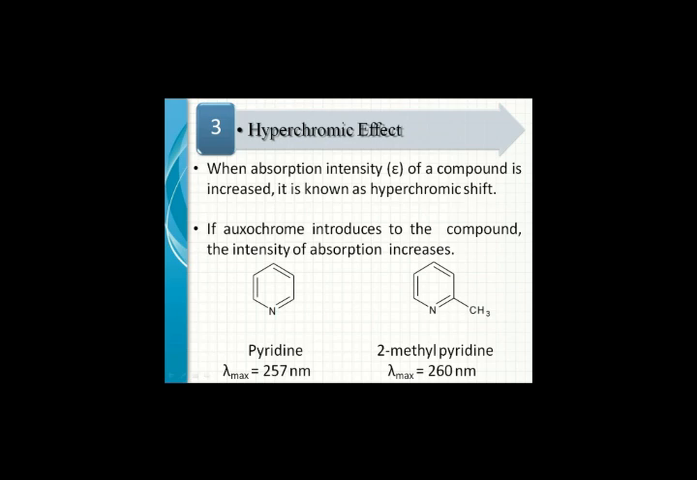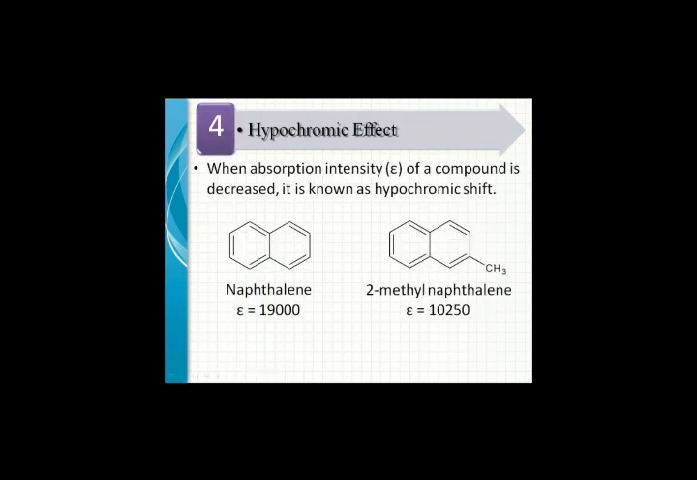Number four, hypochromic effect: when the absorption intensity of a compound is decreased, it is known as hypochromic shift. Naphthalene has an intensity maximum of 19,000, and when naphthalene contains one methyl group, in 2-methyl naphthalene, the absorption intensity is equal to 10,250. The effect is known as hypochromic effect.